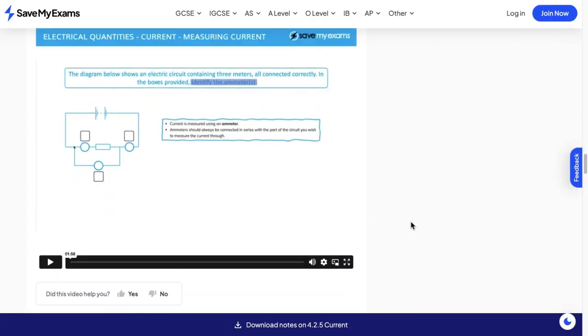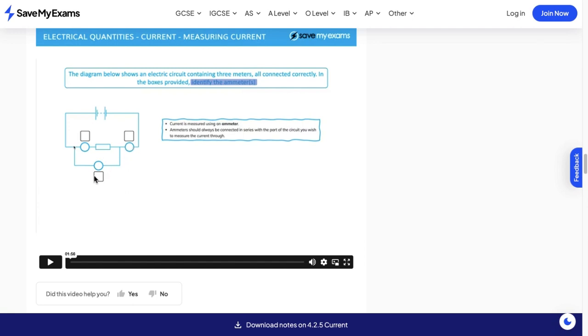So here is the question. The diagram below shows an electric circuit containing 3 meters, all connected correctly in the boxes provided. Identify the ammeter. Ammeters are always in series with the resistor or with the bulb. Okay? Ammeters are always in series. So the correct ammeters are these 2 boxes.